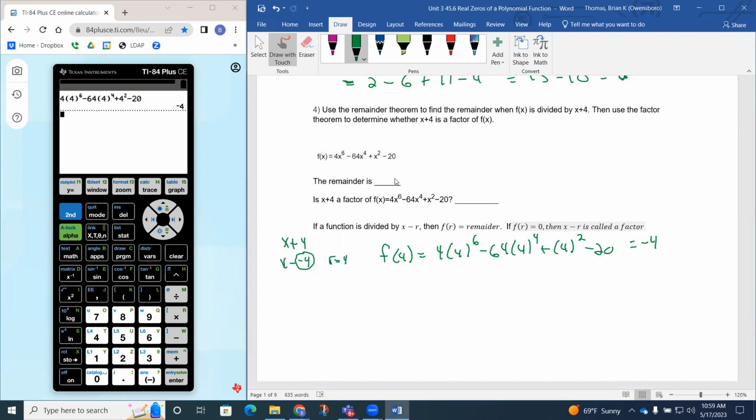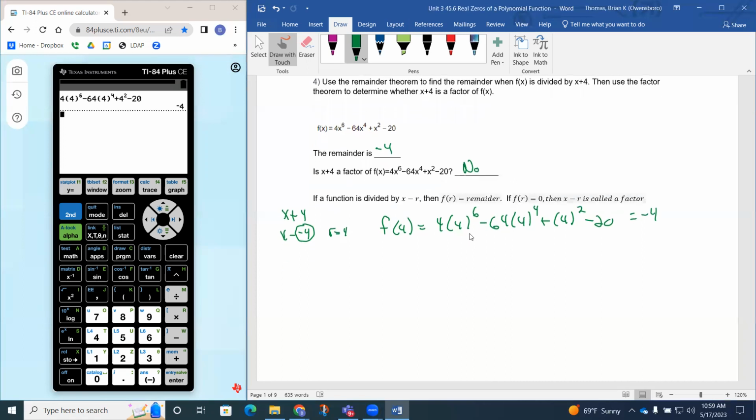So the question is, is x plus 4 a factor? Well, since the remainder was not 0, it isn't. If it was 0, we would call x minus r a factor, or x plus 4 would be called the factor. But since we got a remainder of negative 4, this would be a no. It's not a factor. So again, like I said, this saves us from doing long division.